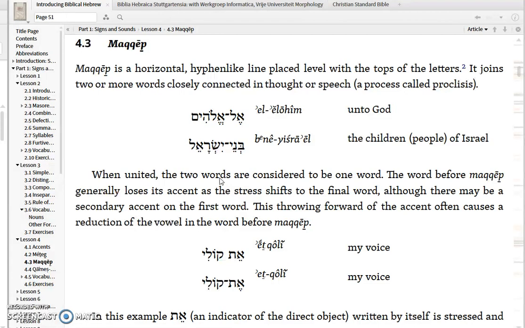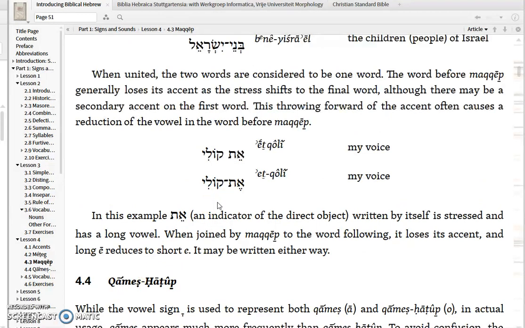Likewise with the expression sons of Israel, if you write it with a makef, the word sons of is B'nai, and the word Israel is Yisrael. You could write it without the makef, and then it would be B'nai Yisrael, 2 accents. But if you put the makef there, then it would be pronounced B'nai Yisrael. 2 words, 1 accent governing the 2 words. In many cases, you could write the exact same expression 2 different ways, either with the makef or without the makef.